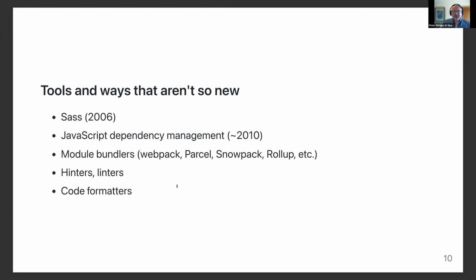JavaScript dependency management. I think NPM, which the previous speaker talked about, I think that appeared in about 2010. We have module bundlers such as Webpack and Parcel and so on. We have code hinters, we have linters, get the cruft out of your code, and we have code formatters. So none of these are really new, and they've come a long way in their lifetime. So, you know, we think about the challenges that I mentioned in the earlier slides, and those challenges have been met with a lot of what's going on already.